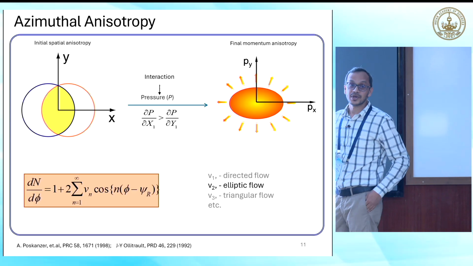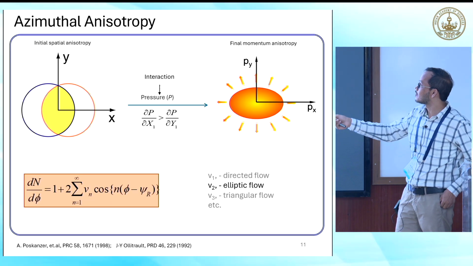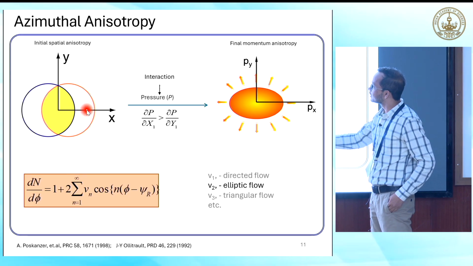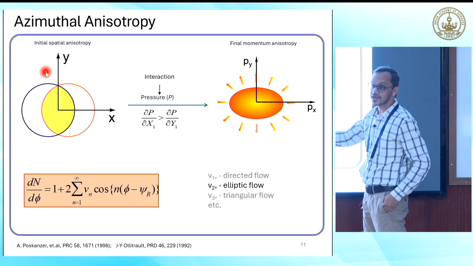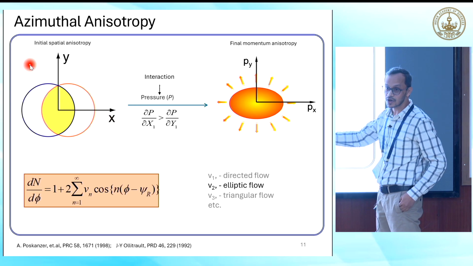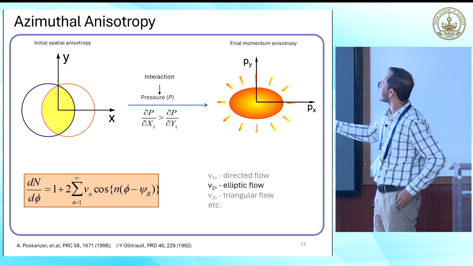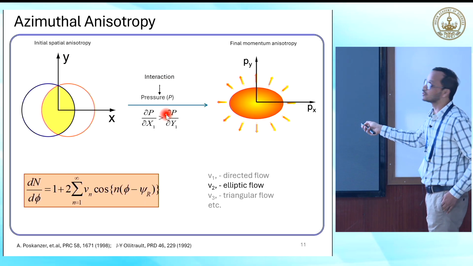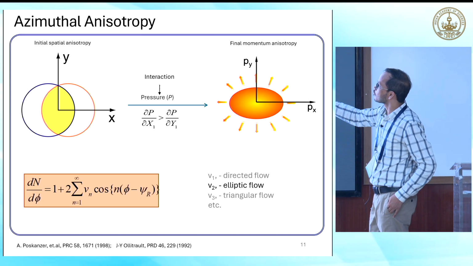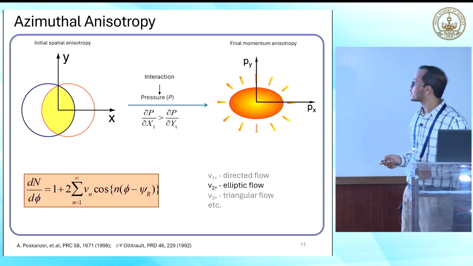And when a collision happens, new particles will form and they will start interacting. The interaction will give rise to pressure, and because of this anisotropy, the pressure gradient along the x-axis will be more compared to the y-axis. So the produced particles will feel more force along the x-axis compared to the y. So if we plot the momentum distribution of the produced particles, we will see the anisotropy in the momentum space also, right?